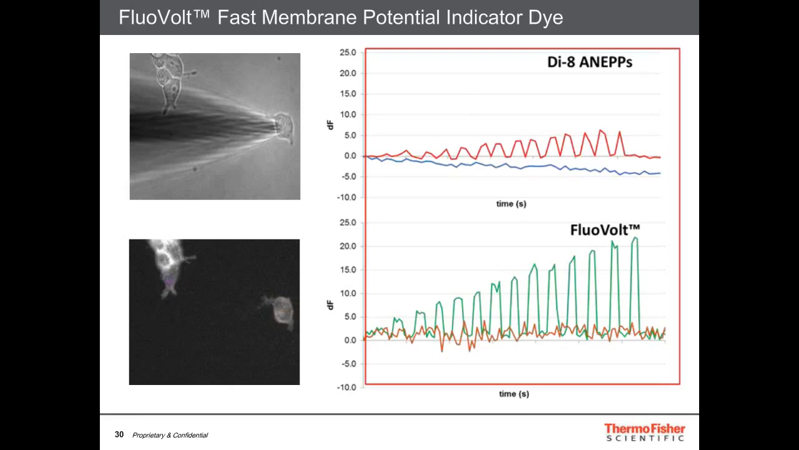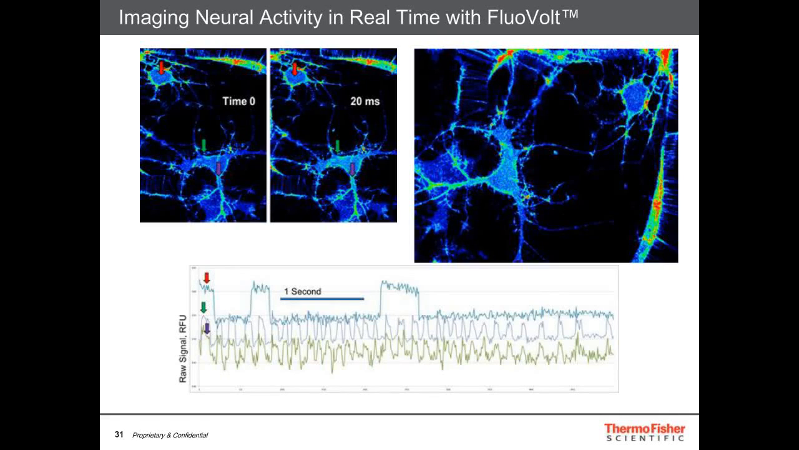The next slide is an introduction to a fast membrane potential dye that we launched, which we've named FlowVolt. This is shown in comparison with one of our frontline fast dyes, di-8-ANEPPS, in a patch clamp experiment where we've clamped the membrane potential, stepped it to a series of depolarizing values, stepped it back, and recorded the fluorescence from the cells.